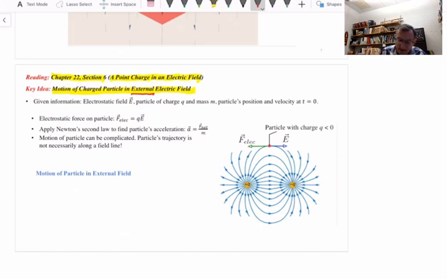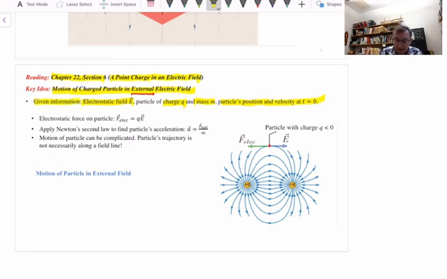Okay, so what do we need to be given to answer that question? We have to be told what that external electrostatic field, E, is. We have to be told what the charge Q of this particle we're immersing in the field is. And, because we're going to need to use Newton's second law, we'll need the mass of the particle. We'll also need to know the particle's position and its velocity at a certain point in time, which we usually take to be time 0. Okay, that's the stuff we have to be given.